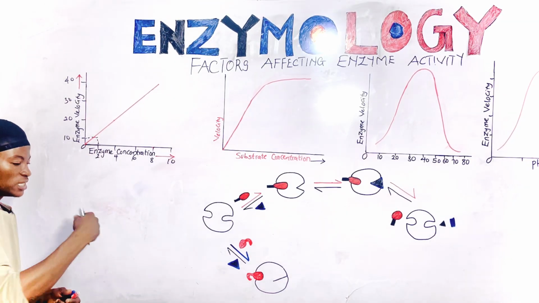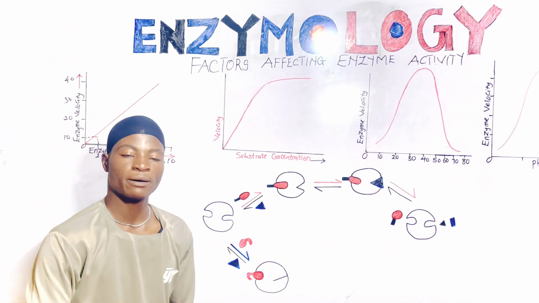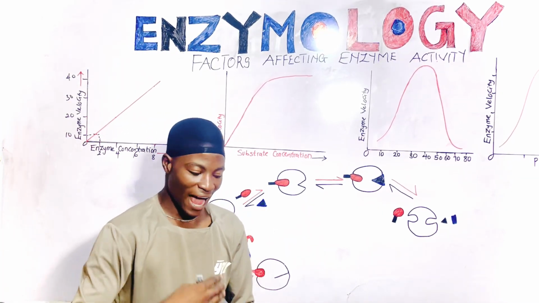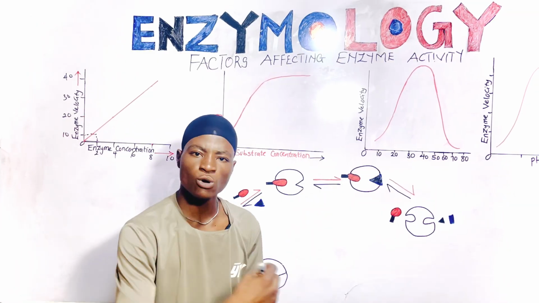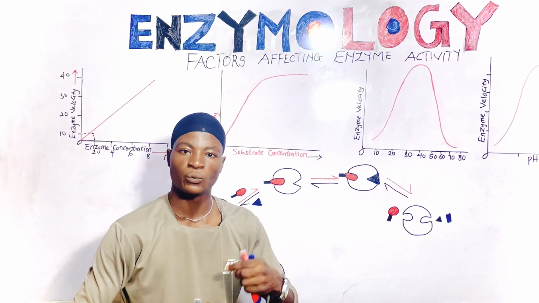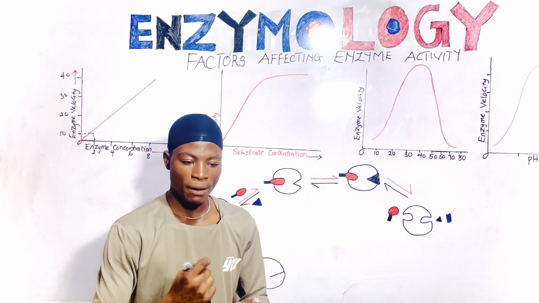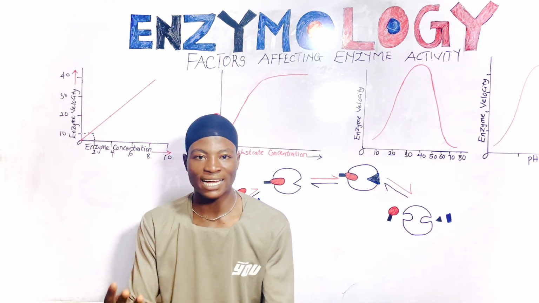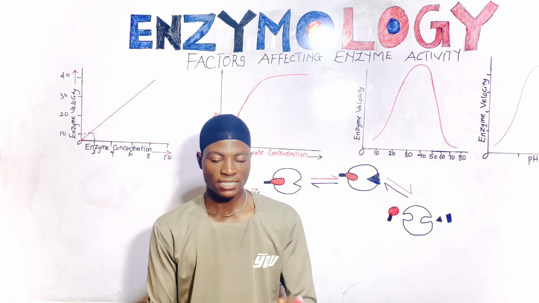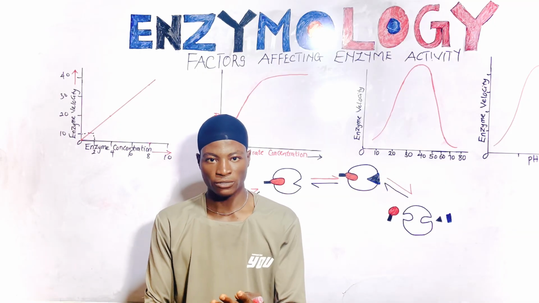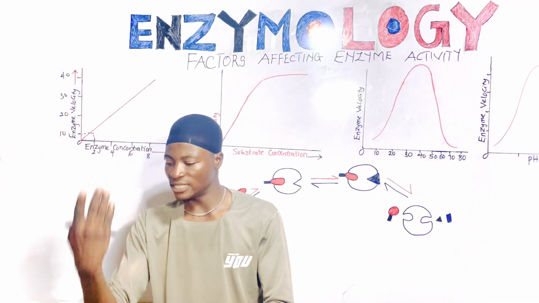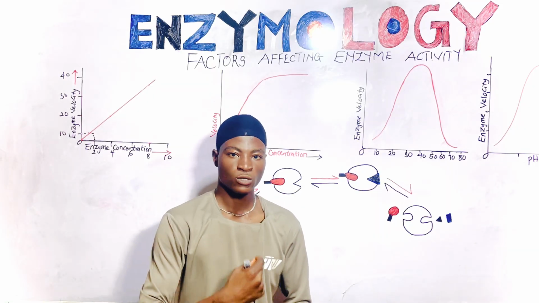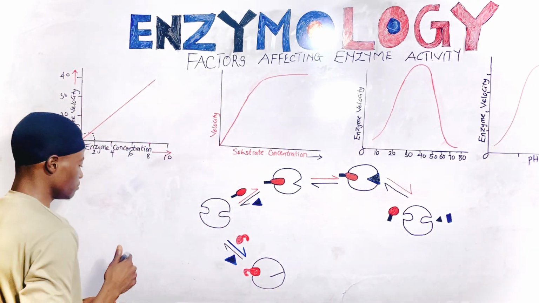This basically means the velocity of the reaction in an enzyme catalyzed reaction depends on the concentration of the enzyme itself. As the concentration of the enzyme increases, so also the velocity of the reaction increases at the same time, right? That means enzyme concentration and velocity of the reaction have a direct relationship. You understand? Whenever there is an increase in enzyme concentration, there will be an increase in the velocity of the reaction. So that's it for enzyme concentration.